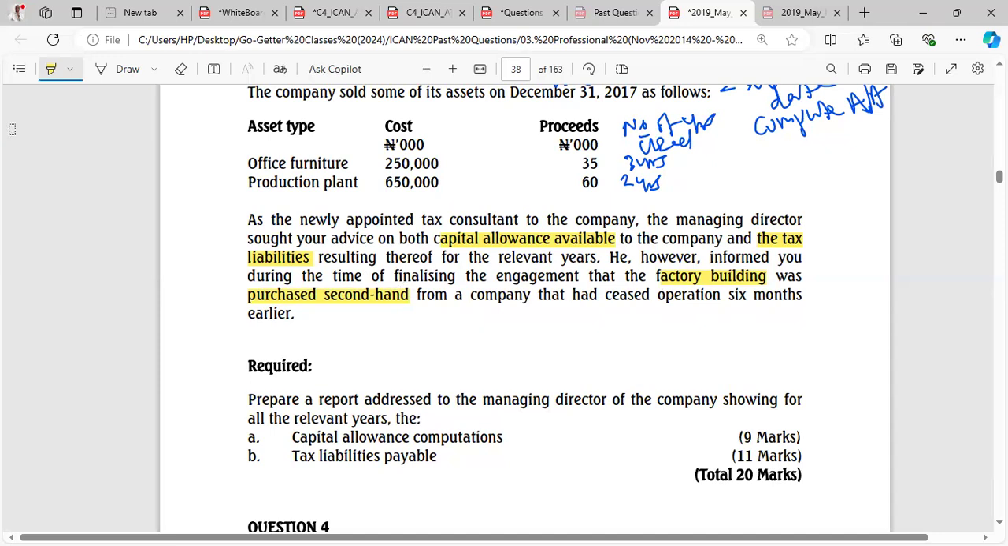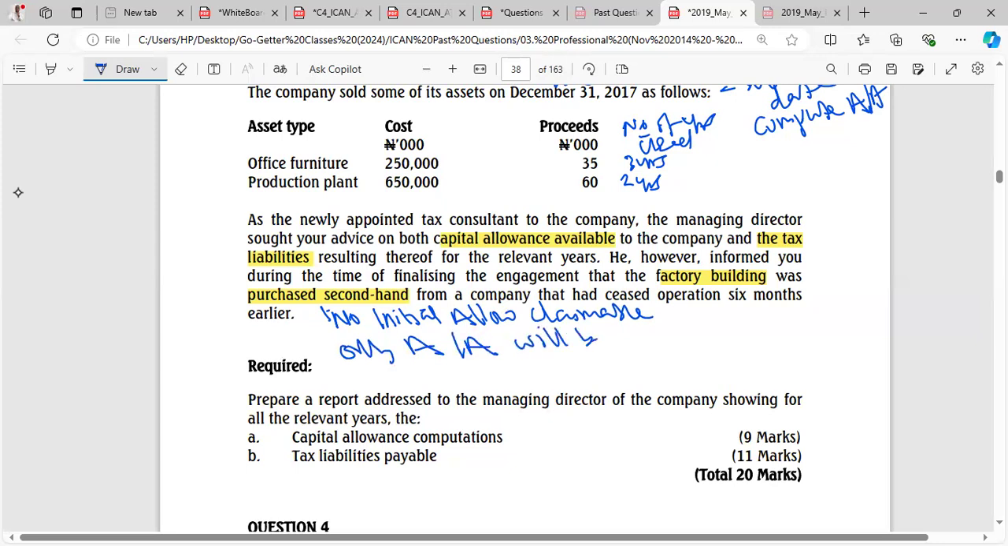So if a factory building was purchased second-hand, what it means is that no initial allowance is claimable. Only annual allowance will be claimable.